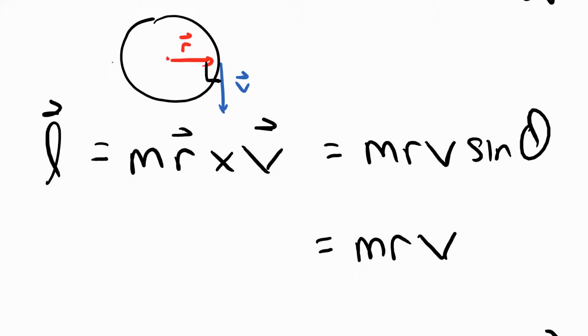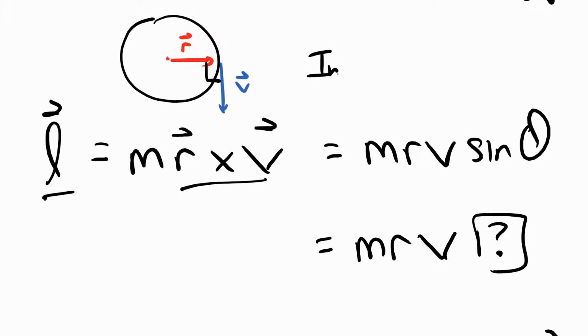The direction of it is a little weird. You'll notice that I have here a vector, but I haven't really indicated the direction. As I have set this up, the angular momentum is into the page.